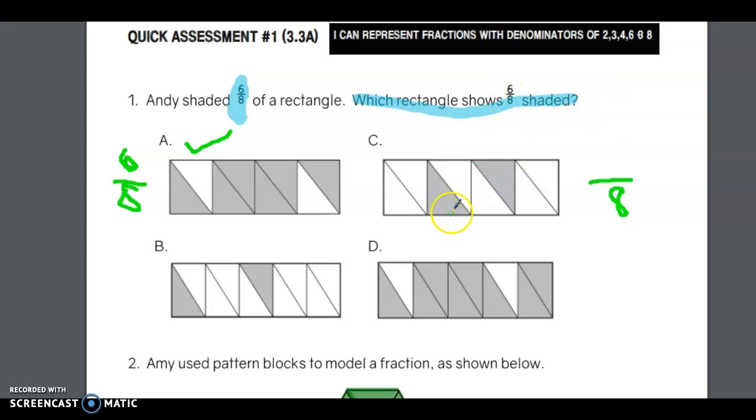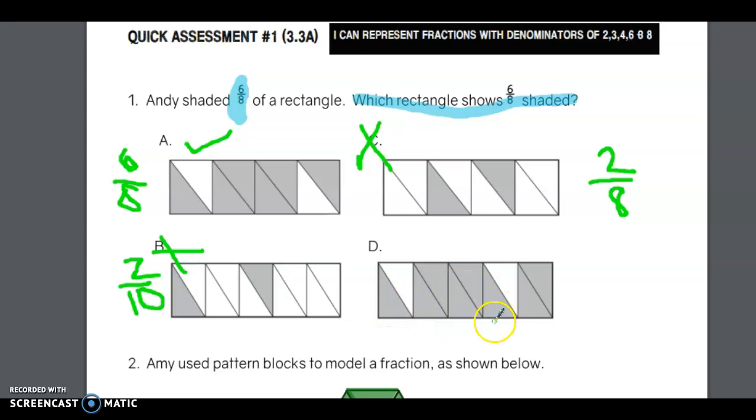Okay? Shaded parts. 1, 2. Does this fraction look like this fraction? No, it doesn't. Okay? Ready? Let's count this one. 1, 2, 3, 4, 5, 6, 7, 8, 9, 10. How many are shaded? 1, 2. Does 2/10 look like 6/8? No, it doesn't. Let's do this one.